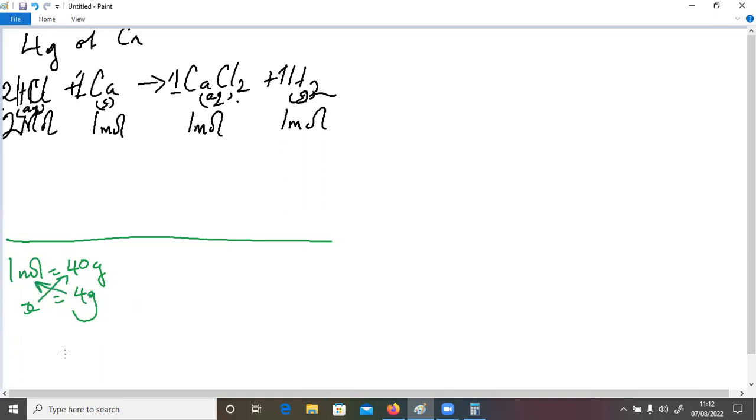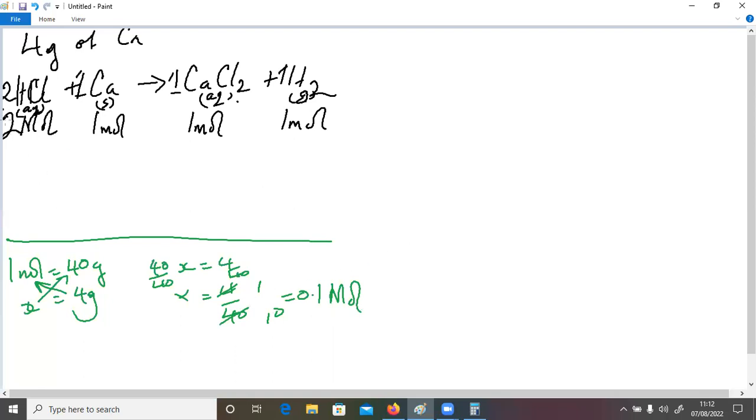So I am getting that 40x equals 4, and then x equals 4 over 40, dividing by 40 on both sides to make x the subject of the formula. This gives me 0.1 mole of calcium. So 4 grams is equivalent to 0.1 mole of calcium.